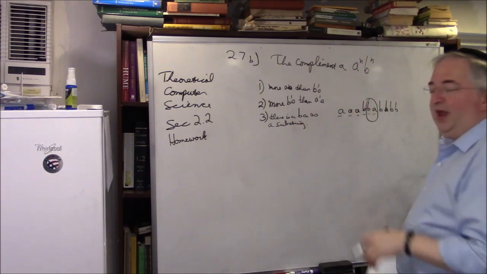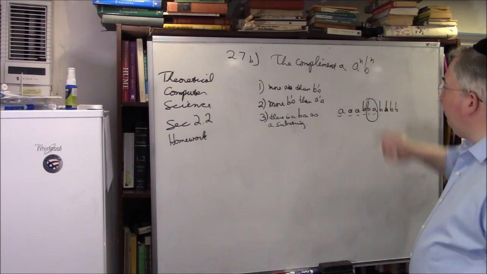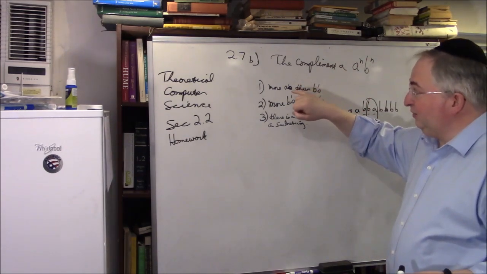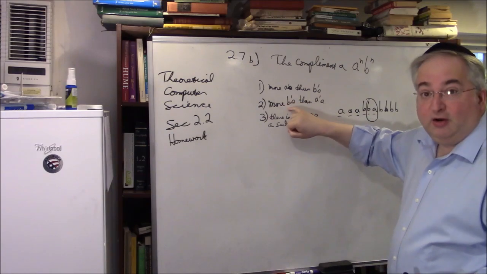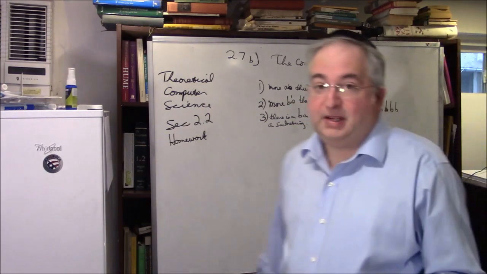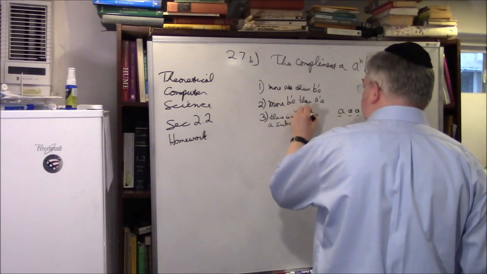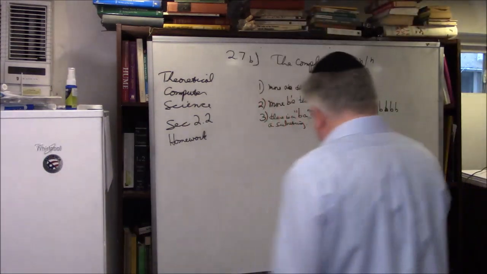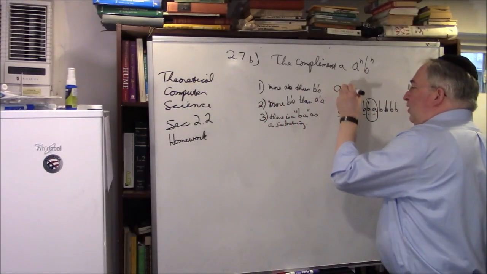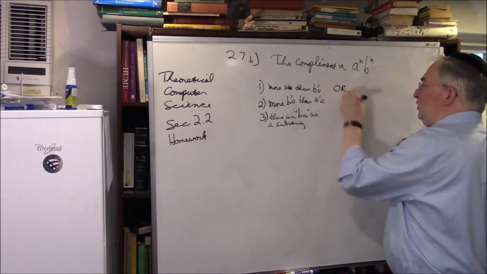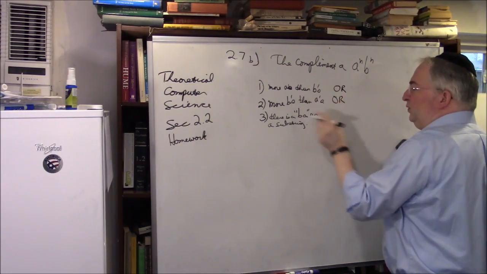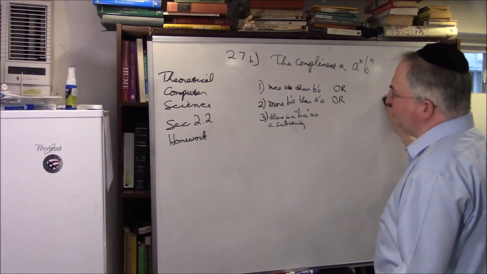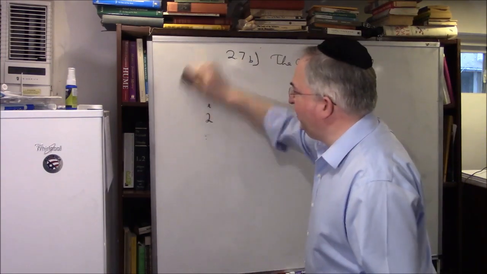Okay, so we want the complement of A to the n, B to the n. It's either in here, more A's than B's, or in here, more B's than A's, or in here, there's a BA as a substring. Because the minute there's a BA as a substring, that means it's not of that form. Okay, good. So the big word is or. This or this or this. And we can do this in a non-deterministic way as follows.